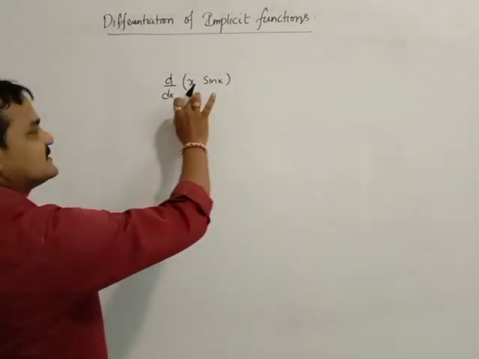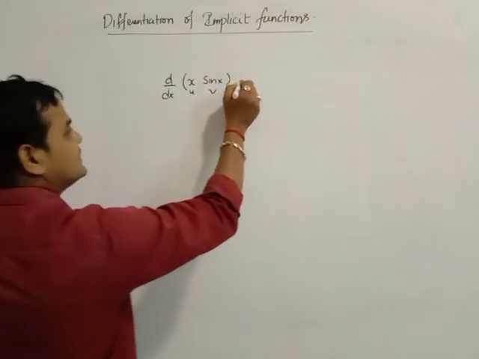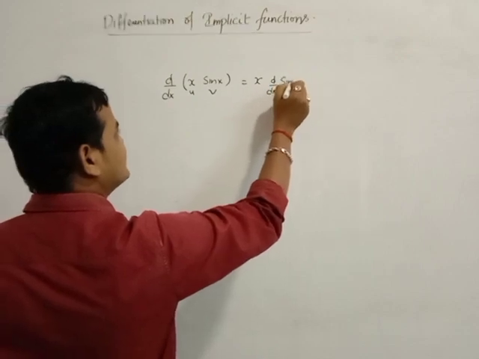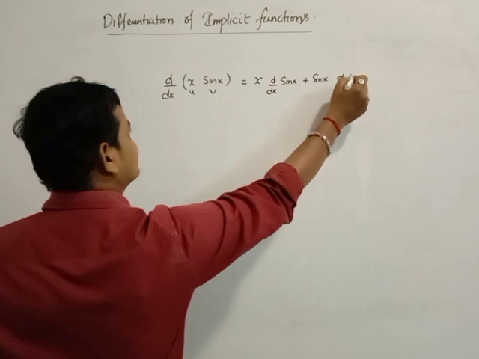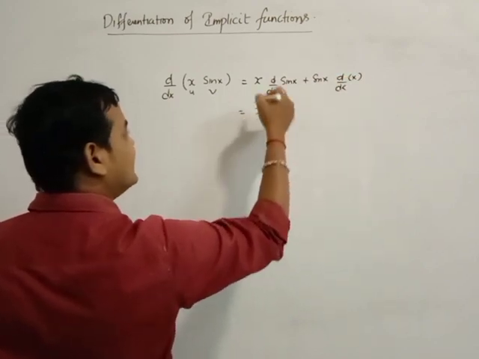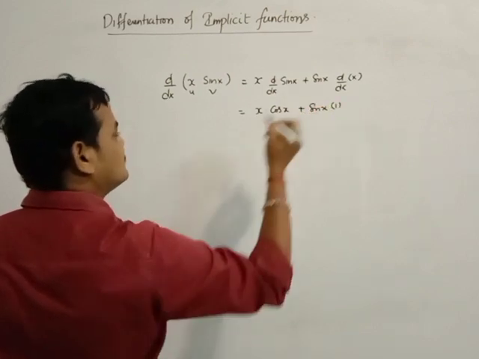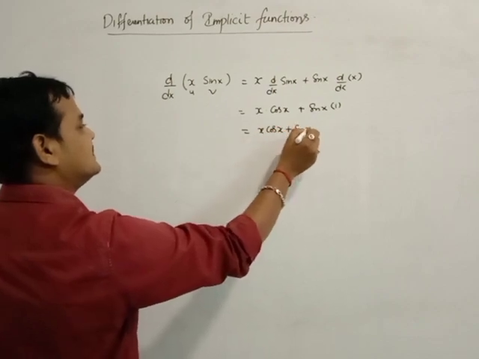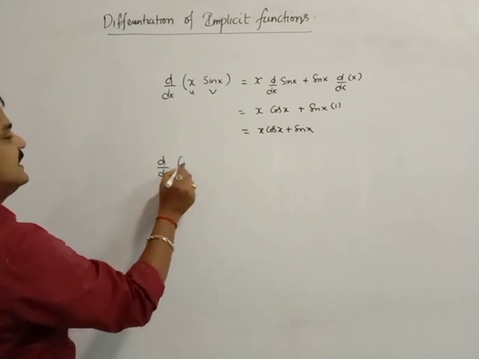Derivative with respect to x, it has both two functions, so you can use the product rule. That is first function into derivative of the second function plus second function into derivative of the first function. So what are you getting? x into derivative of sin x, which is cos x, plus sin x into derivative of x, which is 1. So the final answer is x cos x plus sin x. This is the derivative. Now here I am writing d by dx of x into y.